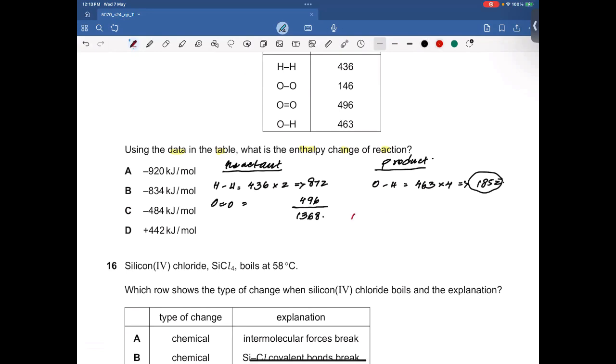We need to find the delta H, the enthalpy change, and for that, enthalpy of reactants minus enthalpy of products. Reactant is 1368 minus product 1852. That gives minus 484. Sorry, minus 484 kilojoules per mole. So the right answer is going to be C.